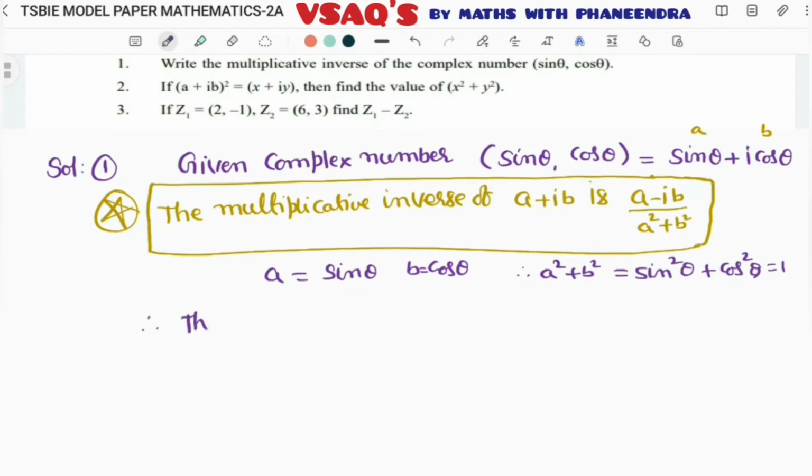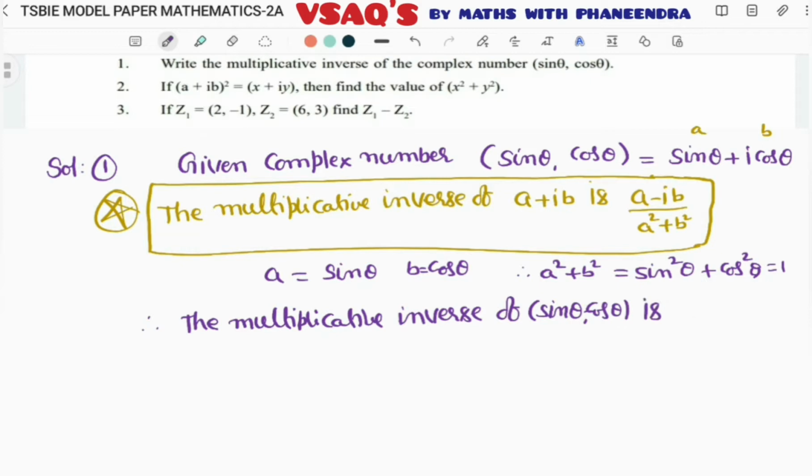Therefore the multiplicative inverse. For writing the formula 1 mark, for getting the answer 1 mark. The multiplicative inverse of (sin theta, cos theta) is sin theta minus i cos theta by 1. That 1 no need to write, so it is equal to sin theta minus i cos theta. That's all. We'll move on to the next question.